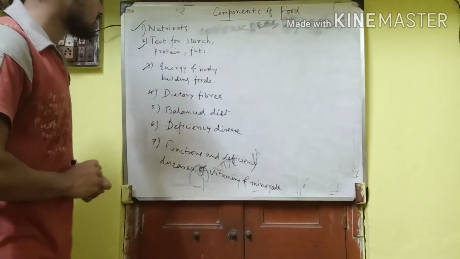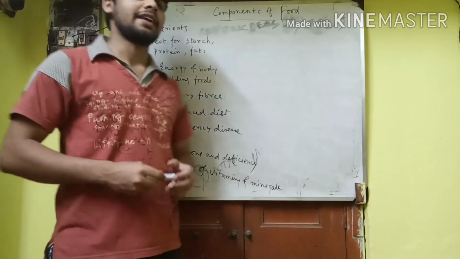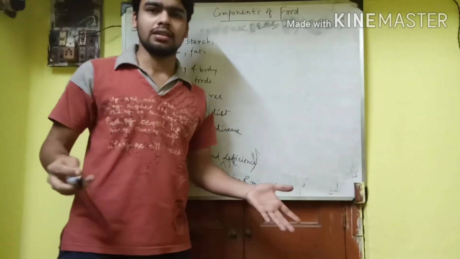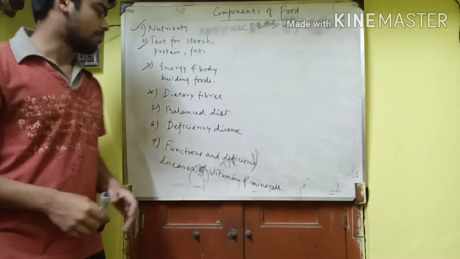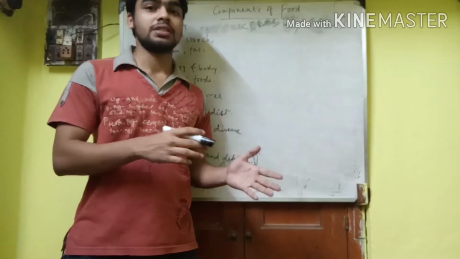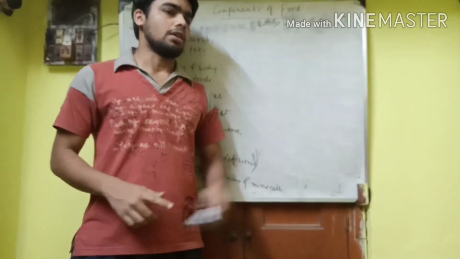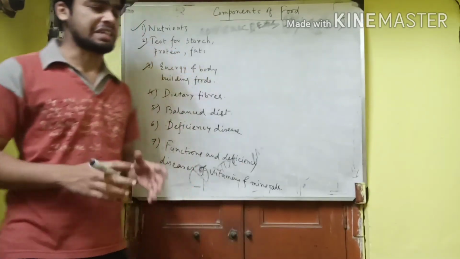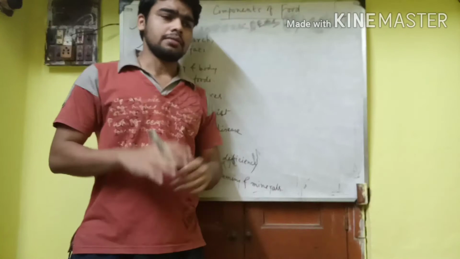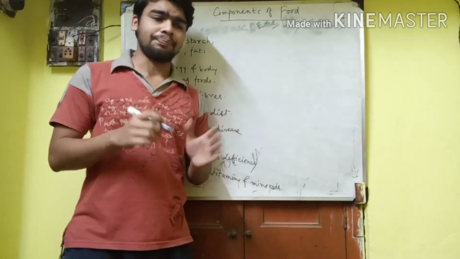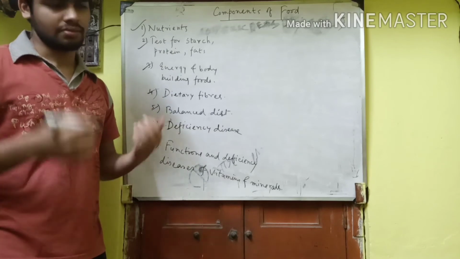Next, coming to the point of balanced diet. What is diet? Diet is nothing but what we eat daily. A balanced diet means a diet which is balanced. That means we need the six nutrients, the various nutrient components, in the right quantity for our body.